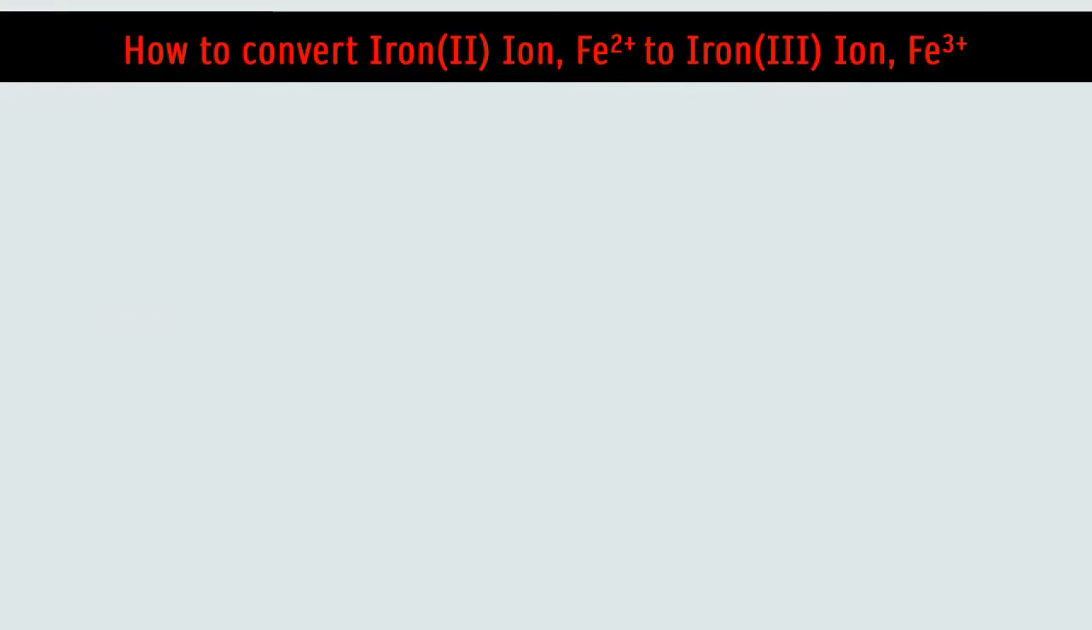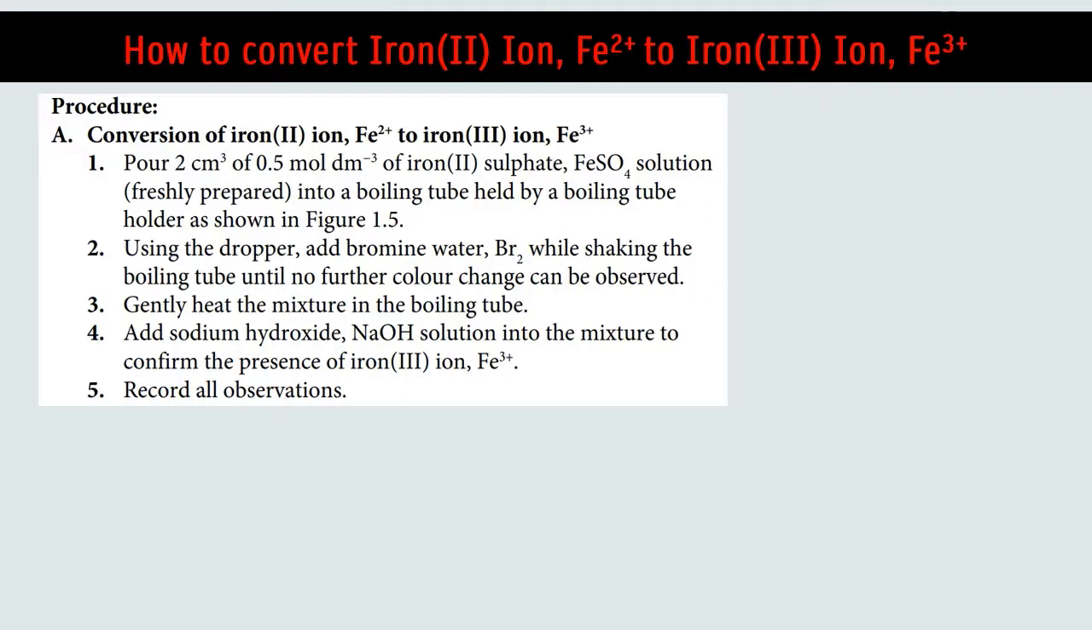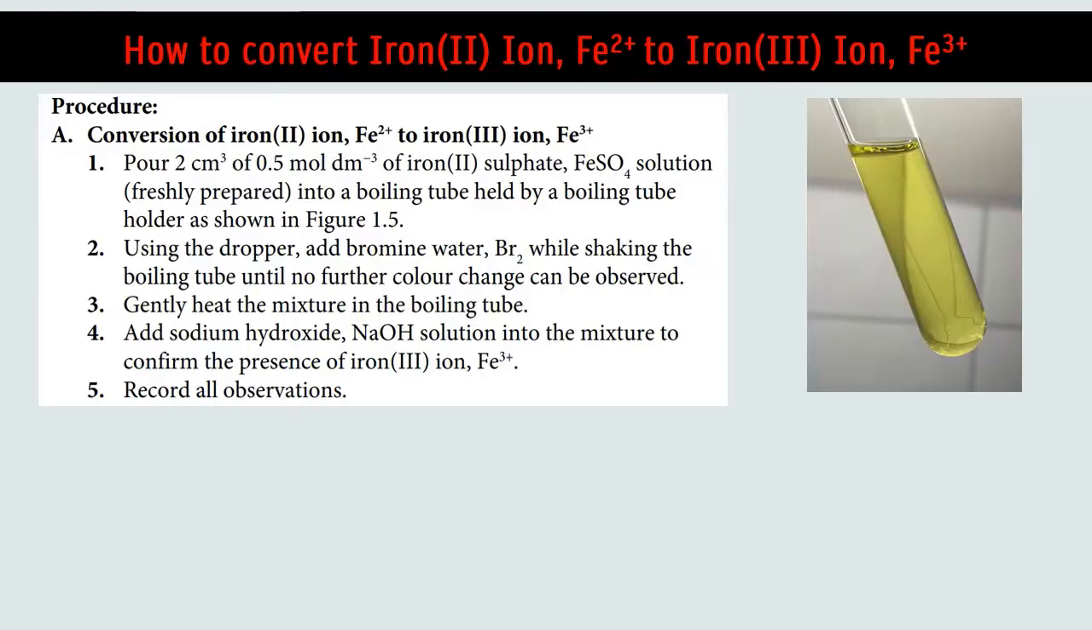In this slide, we will see the experiment on how to convert iron 2 ion to iron 3 ion. First, we have to pour 2 cm³ of 0.5 mol per dm³ of freshly prepared iron 2 sulfate solution into a boiling tube held by a boiling tube holder as shown in figure 1.5. As you can see, the color of iron 2 sulfate solution is pale green. That shows the presence of iron 2 ion.